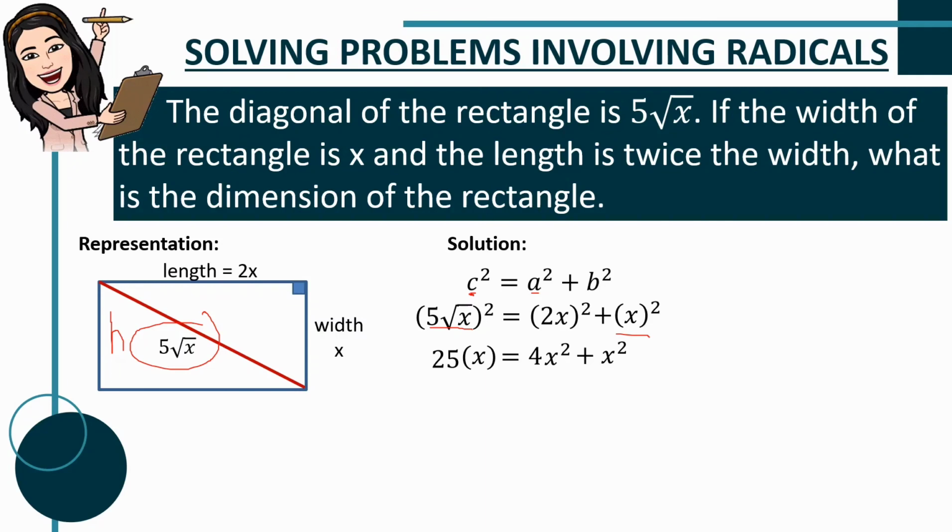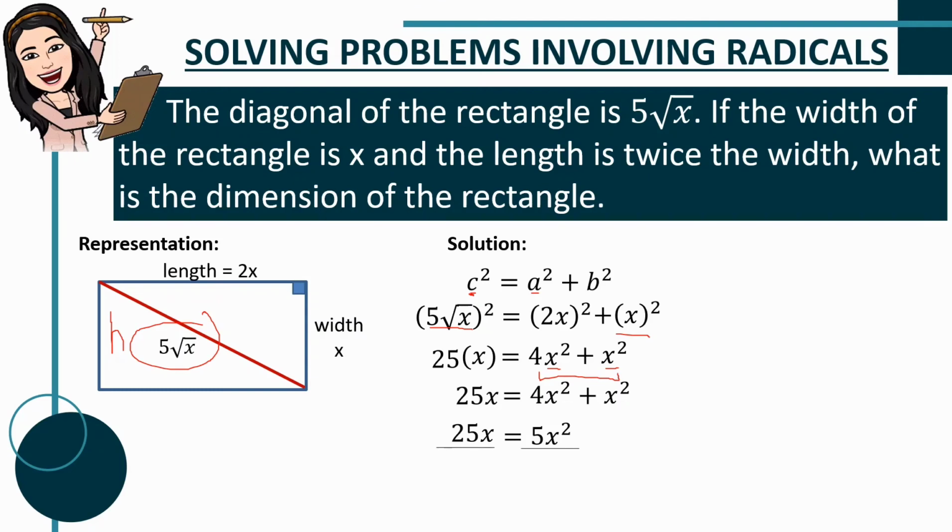Now, let us combine like terms. 25 times x is 25x. Since ito ay parehas ng literal coefficient, which is x squared, ibig sabihin, they are similar terms. Ibig sabihin, we can combine them. 4x squared plus x squared is equal to 5x squared. So therefore, 25x is equal to 5x squared.